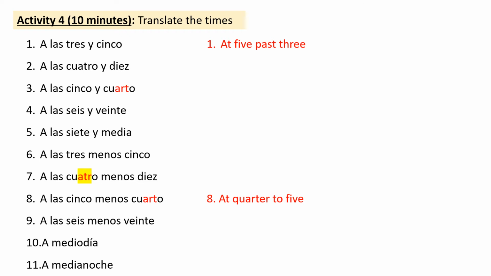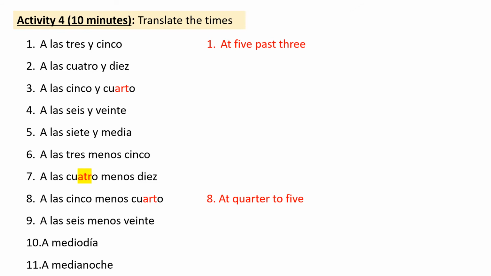C-U-A-R-T-O, cuarto. However, 4 in Spanish, or 4 o'clock, if we come down to number 7, is cuatro, not cuarto, like quarter, it's cuatro. You'll see that our T here comes before the R. And that's something that people often get really mixed up. They get mixed up whether the word they're looking at is either 4 or quarter. Cuatro, 4, cuarto, quarter.